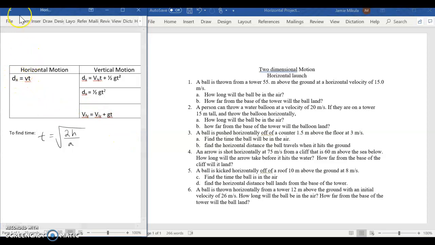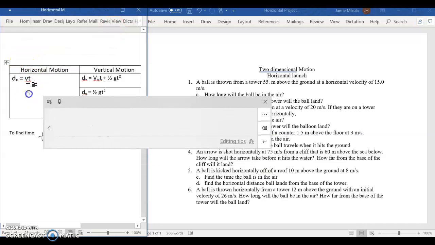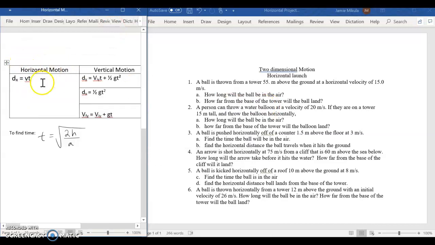So in the horizontal motion, gravity does not affect horizontal. So we don't have anything with acceleration in it. We just have this one formula, dx equals vx times t. So that's the only formula we have for horizontal, because gravity does not affect the horizontal motion.